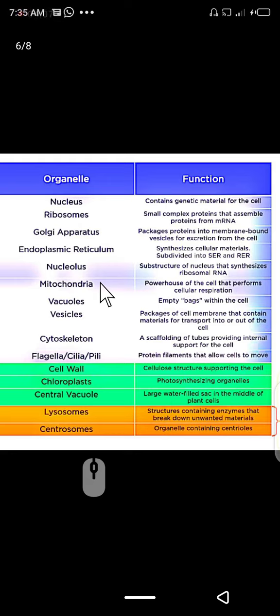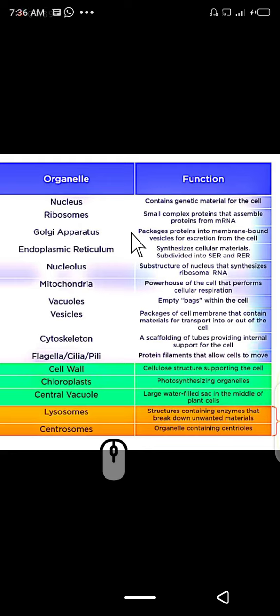So let's talk about this. On this side we have organelles, and here we have functions. The nucleus contains genetic material for the cell, and ribosomes are small complexes that assemble proteins from the mRNA, which is the messenger RNA.